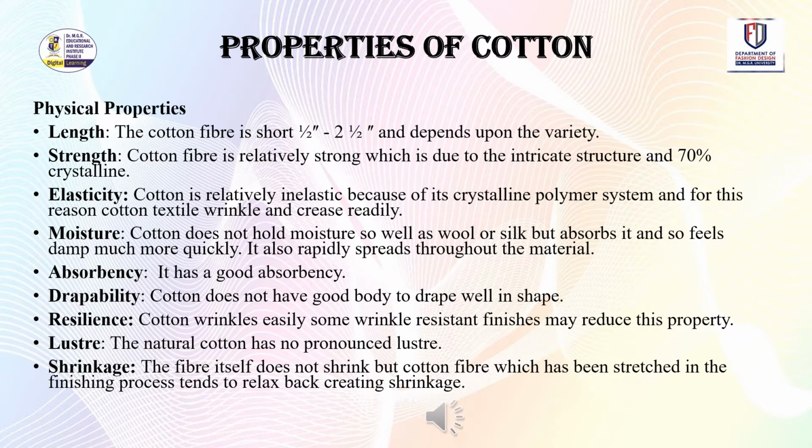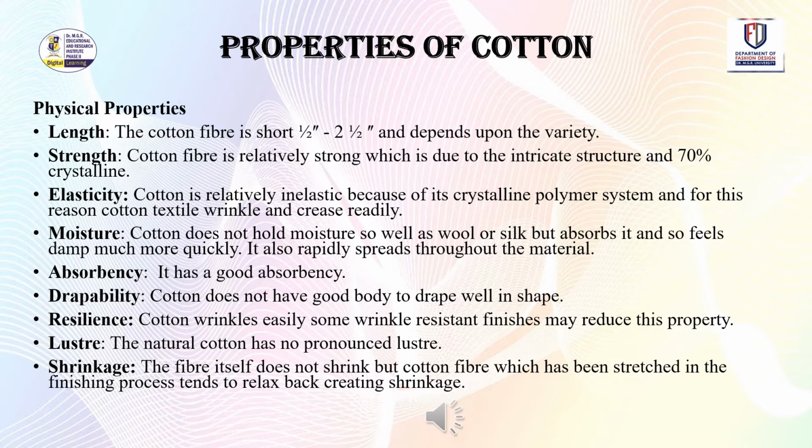Properties of cotton. Physical properties. Length. The cotton fiber is short, ½ inch to 2½ inch, depending upon the variety. The strength. Cotton fiber is relatively strong. Elasticity. Cotton is relatively inelastic. Moisture. Cotton does not hold moisture as well as wool. Absorbency. It has a good absorbency. Drapeability. Cotton does not have good body to drape well in shape.